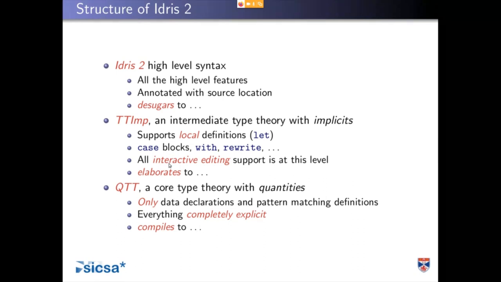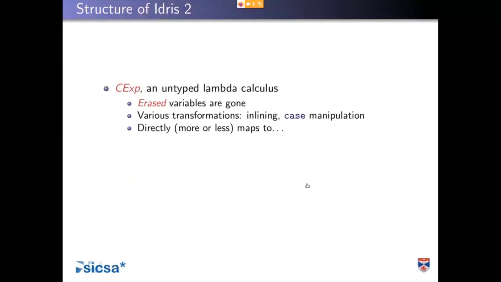So what we're going to see over the next couple of days is TTImp and QTT. So we're not going to see the Idris 2 form, we are going to see TTImp and QTT. Just for completeness, QTT compiles to a representation called CSExp. This is an untyped lambda calculus, necessarily untyped because we've done the erasure step. So we've got rid of the erased arguments to functions, we've got rid of erased arguments to data types, so they don't get generated for runtime code. Various transformations have happened. So inlining has happened. So inlining is especially important.